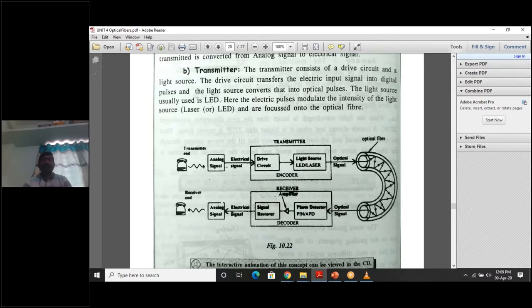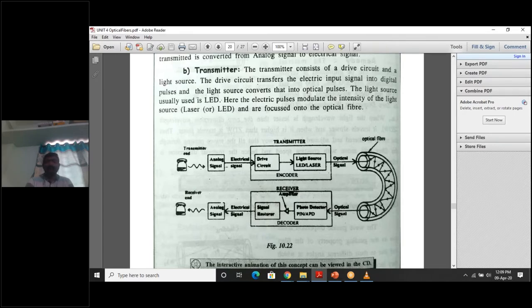The output end of the optical fiber is connected to the receiver circuit. This receiver circuit consists of three parts. One is a photo detector. Photo detectors we have already seen in unit 3. It may be a PIN diode or an APD, avalanche photo diode. It will convert the light signal into an electrical signal. Then there is an amplifier, a transistor amplifier, which will enhance the strength of the signal. And this is a signal restorer, which will convert the electrical signal into an analog signal.